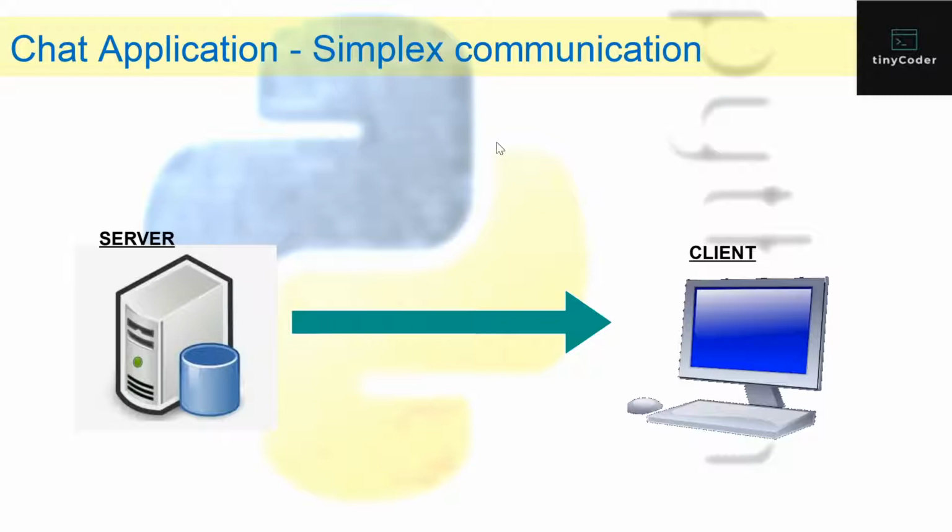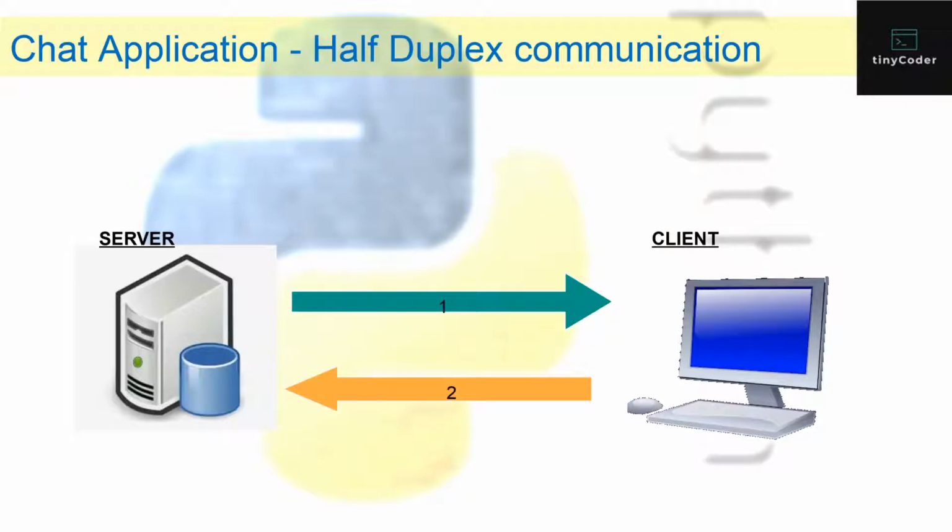Now let's see our second type, which is half duplex communication. Here we have our server, and here's the client. Kind of like our simplex communication, arrow 1 is pointing from server to client, but arrow 2 is also pointing from client to server. What does this mean? It's kind of a simplex communication that keeps on going back and forth. First the server sends to client, and then the client sends to server after that, and vice versa. And this just keeps on going.